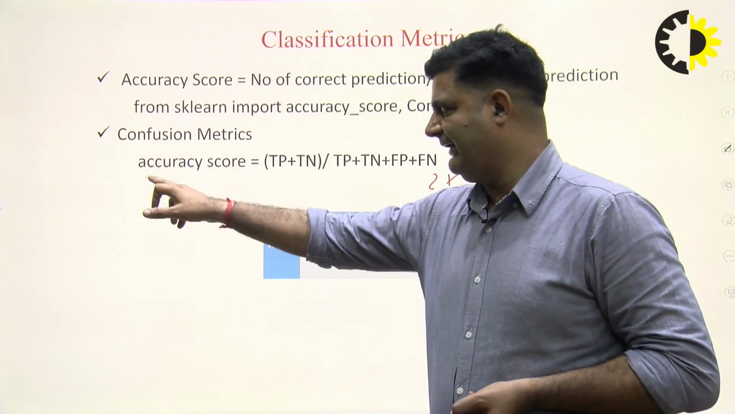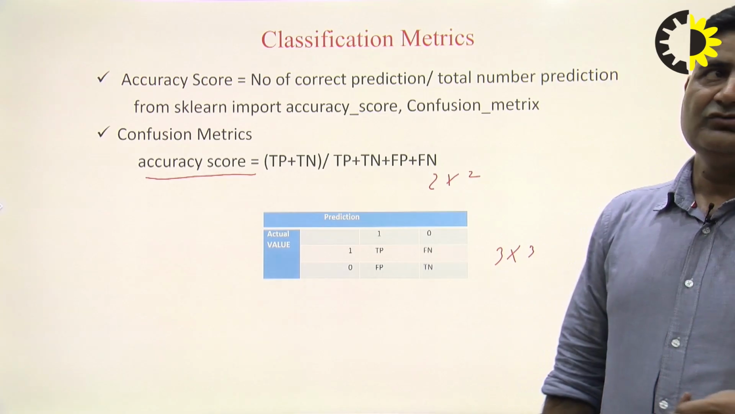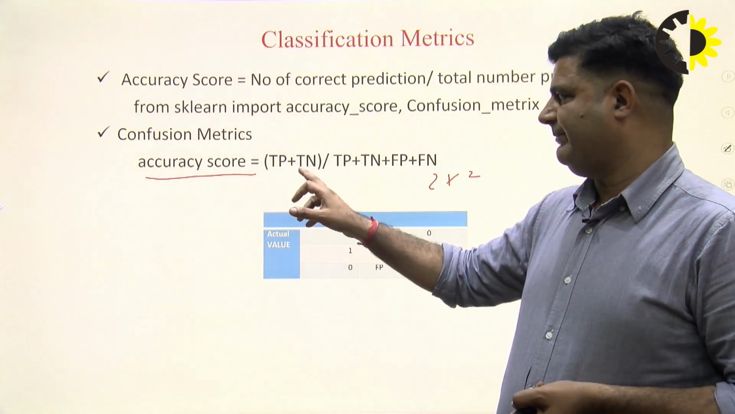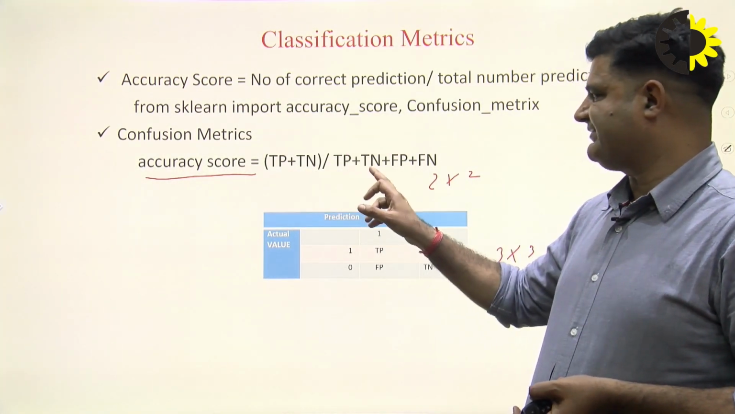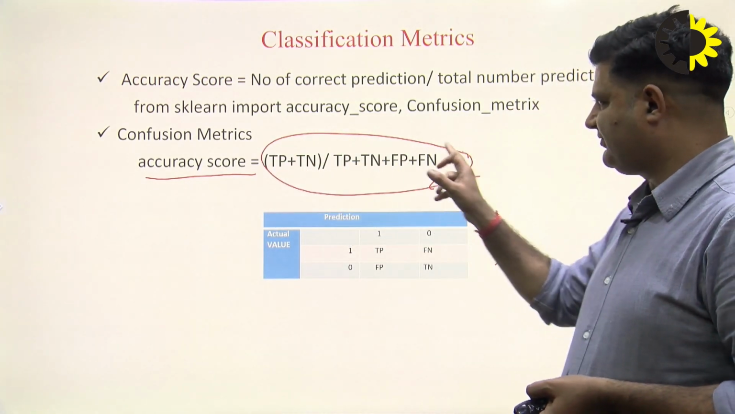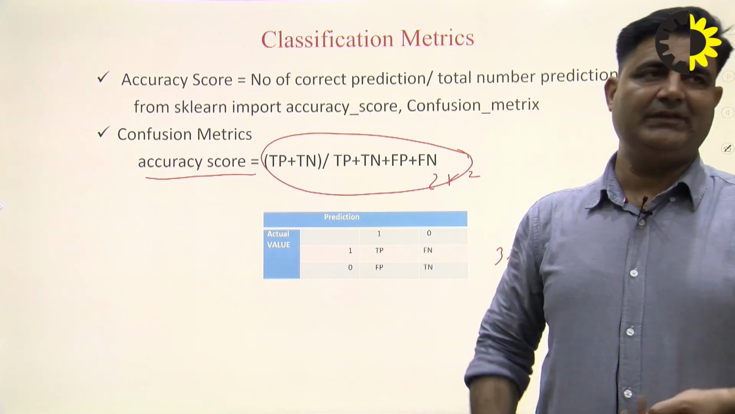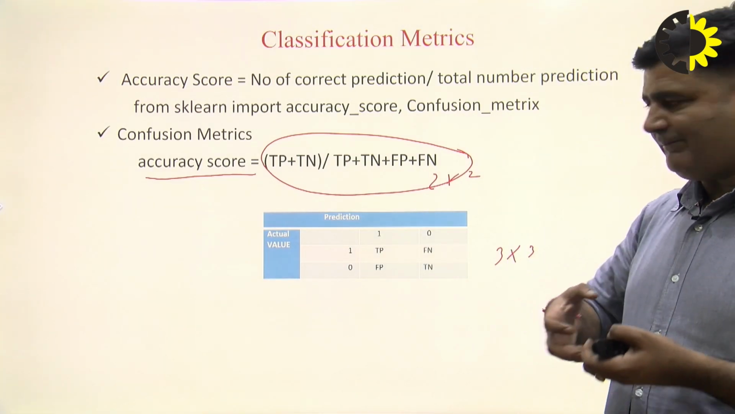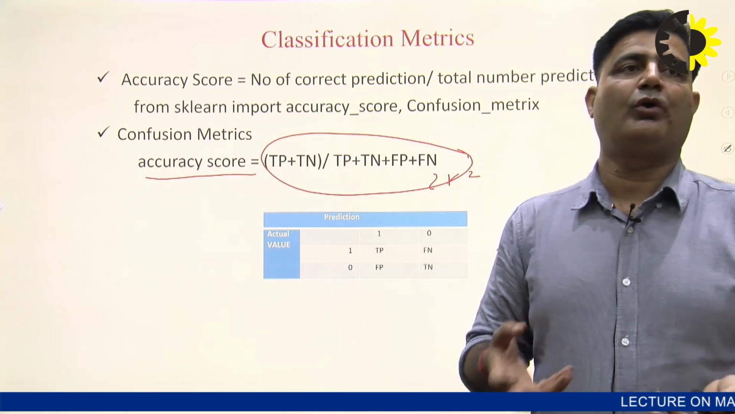With the help of this matrix, we try to find out the accuracy score. It is TP plus TN, upon TP plus TN plus FP plus FN. This is the general calculation formula from the confusion matrix. With the help of this, we find out the performance of our model, right?